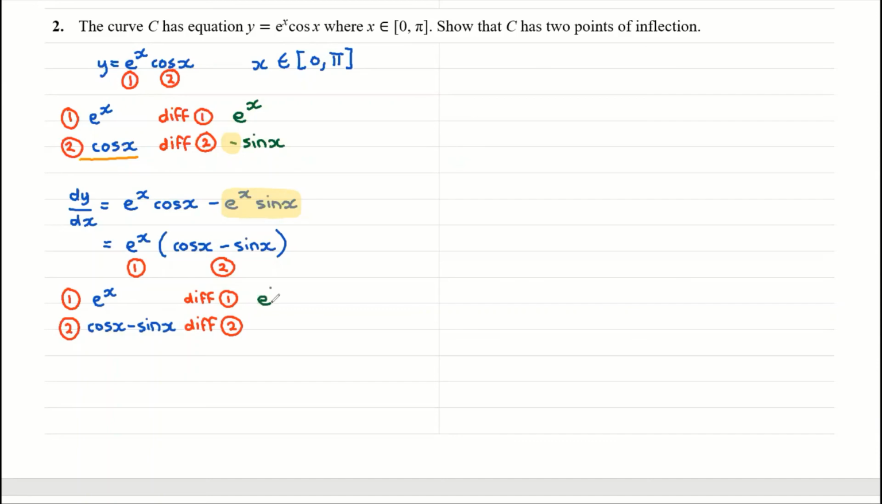Derivative of e to the x, of course, e to the x, and cos x minus sin x, two standard results term by term, negative sin x, and the derivative of sin x is, of course, cos x, but because it's subtraction, subtract cos x there. All right, and then we now apply our product rule again. Let's see what we get. So it's d2y by dx squared. It's the second derivative.